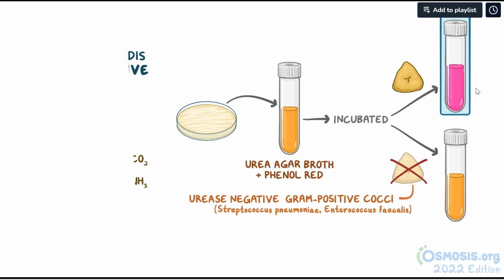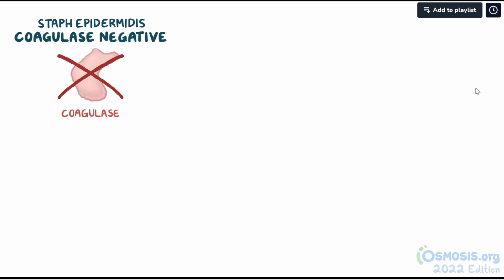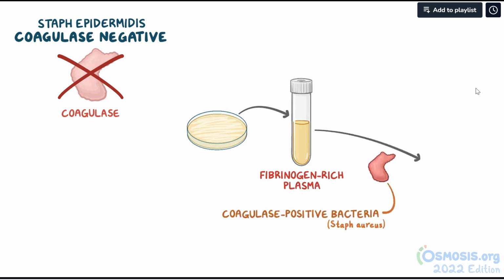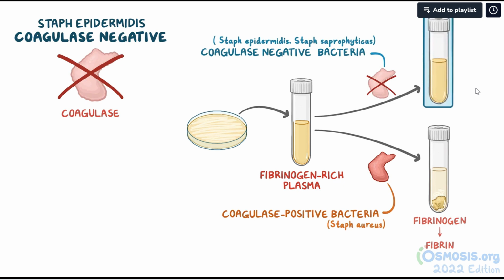Furthermore, unlike many other Staphylococcus species, Staph epidermidis and its close relative Staph saprophyticus are both coagulase negative, meaning they don't produce an enzyme called coagulase. Testing for coagulase is done by transferring a colony of the suspected bacteria in a test tube containing fibrinogen-rich plasma. Coagulase-positive bacteria, like Staph aureus, convert the soluble fibrinogen into sticky fibrin, which then visibly clumps up. With coagulase-negative species, like Staph epidermidis or Staph saprophyticus, the fibrin doesn't clump up.